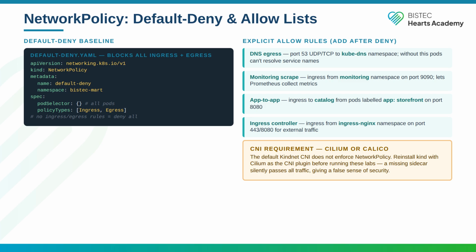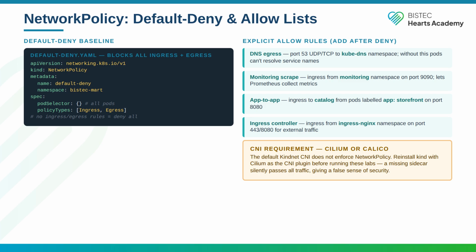The default deny manifest has 2 lines of specification: an empty pod selector that matches all pods in the namespace, and policy types listing both ingress and egress. With no ingress or egress rules specified, the result is deny all. From that baseline, you add explicit allow rules.